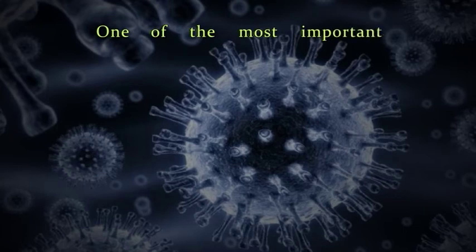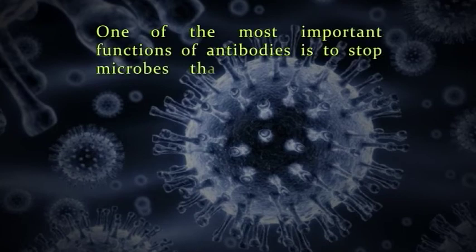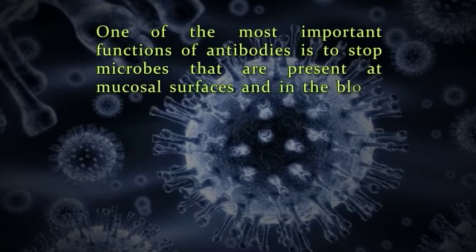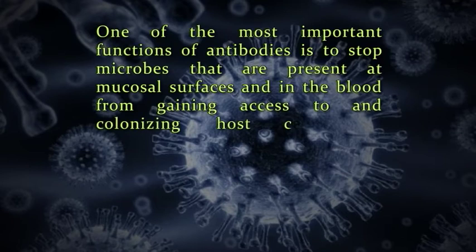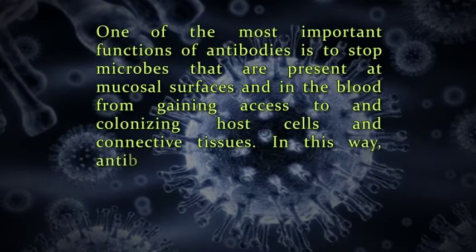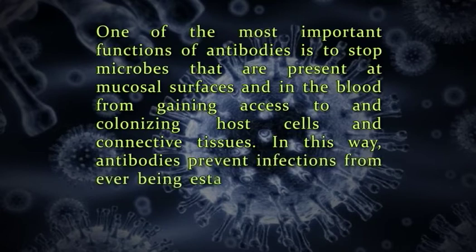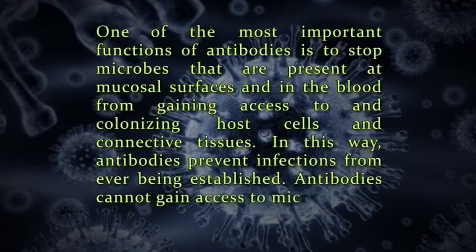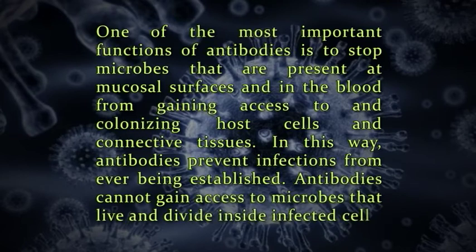Secreted antibodies enter the circulation and mucosal fluids, and they neutralize and eliminate microbes and microbial toxins that are present outside host cells, in the blood or in the extracellular fluid derived from plasma, and in the lumens of mucosal organs such as the gastrointestinal and respiratory tracts. One of the most important functions of antibody is to stop microbes that are present at mucosal surfaces and in the blood from gaining access to and colonizing host cells and connective tissues. In this way, antibodies prevent infections from ever being established. Antibodies cannot gain access to microbes that live and divide inside infected cells.